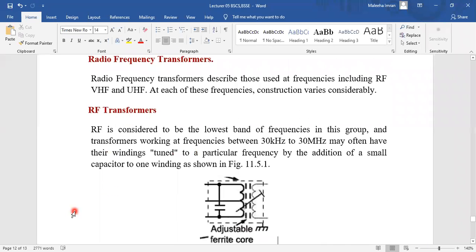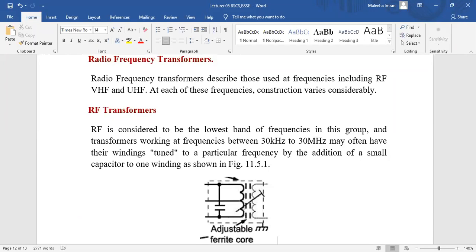First, we have the RF transformers. This is the RF transformer. The RF transformer is considered to be the lowest band of frequency in this group, working at frequencies between 30 kilohertz and 30 megahertz. They may have their winding tuned to a particular frequency by the addition of a small capacitor in one winding, as shown in the figure.